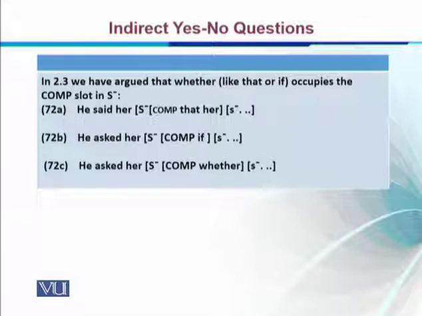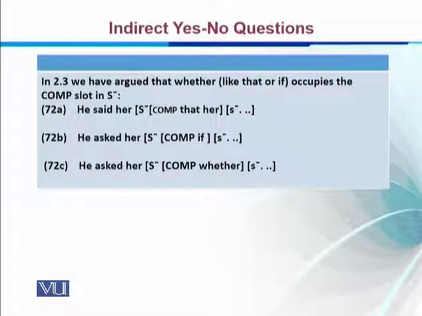So: he said her, complementizer that, and then we can have an S-bar sentence. And he asked her, then we have S-bar, complementizer if, and then a sentence. And similarly, he asked her, S-bar, complementizer whether, and then an S-bar sentence. Remember these three things.